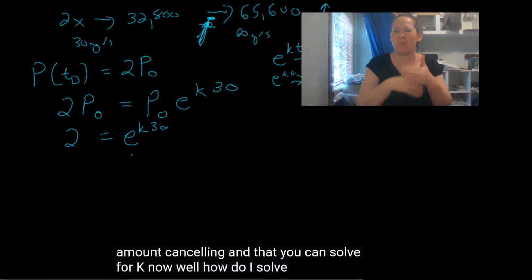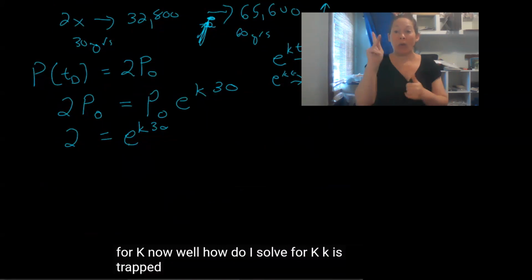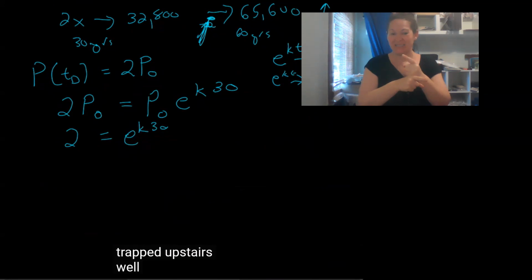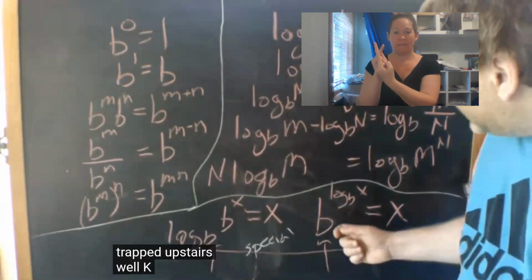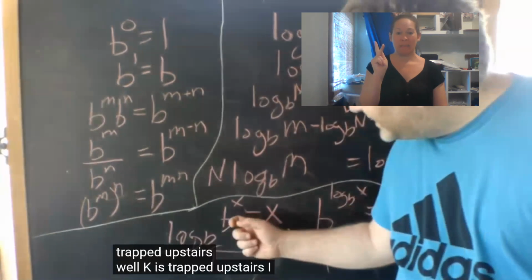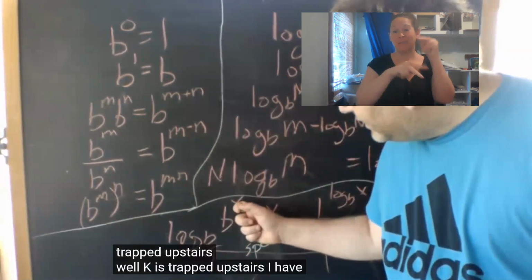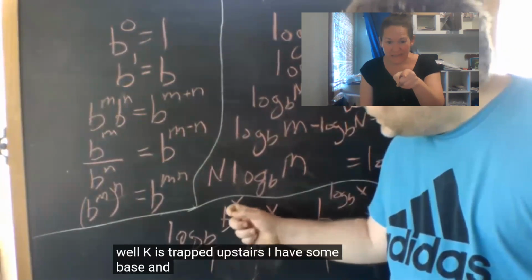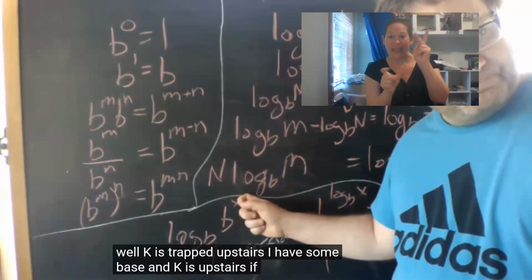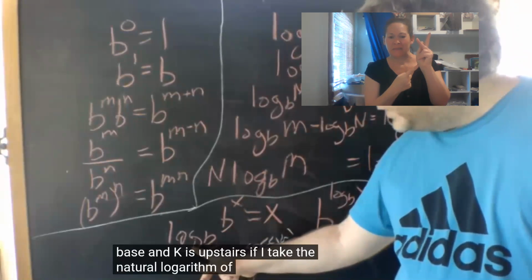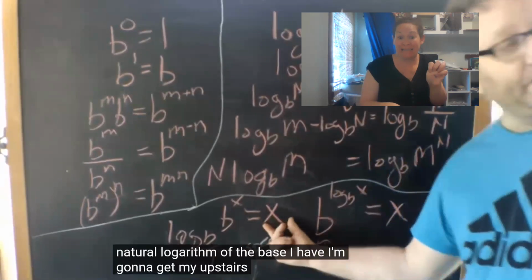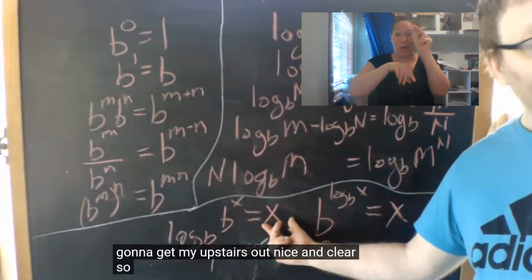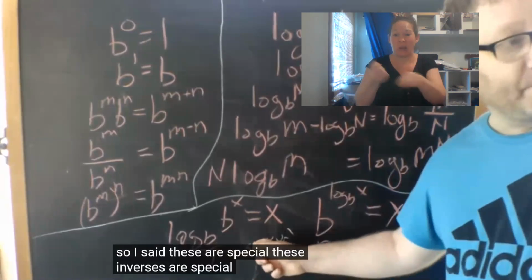Well, how do I solve for k? k is trapped upstairs. I have some base, and k is upstairs. If I take the natural logarithm of the base I have, I'm going to get my upstairs out nice and clear. So I said these are special. These inverses are special. They're the secret sauce.